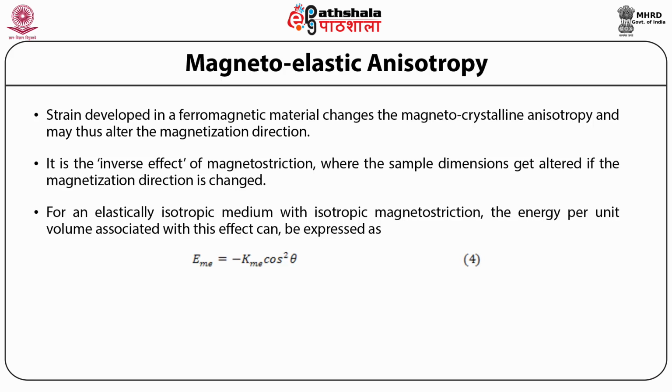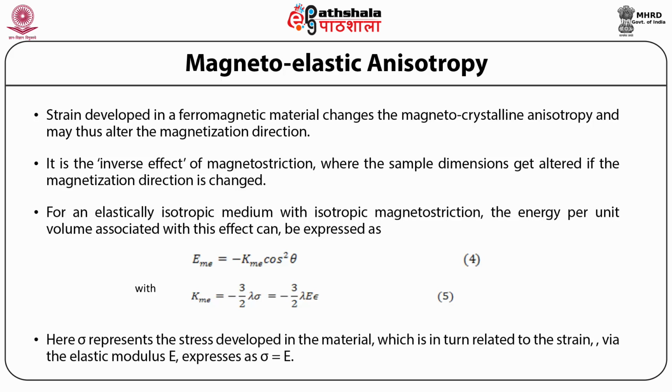EME is equal to minus KME into cos square theta, with KME equals minus 3 by 2 into lambda into sigma, which equals minus 3 by 2 into lambda into E into epsilon. Here, sigma represents the stress developed in the material, which in turn is related to the strain via the elastic modulus E and is expressed as sigma is equal to E epsilon.